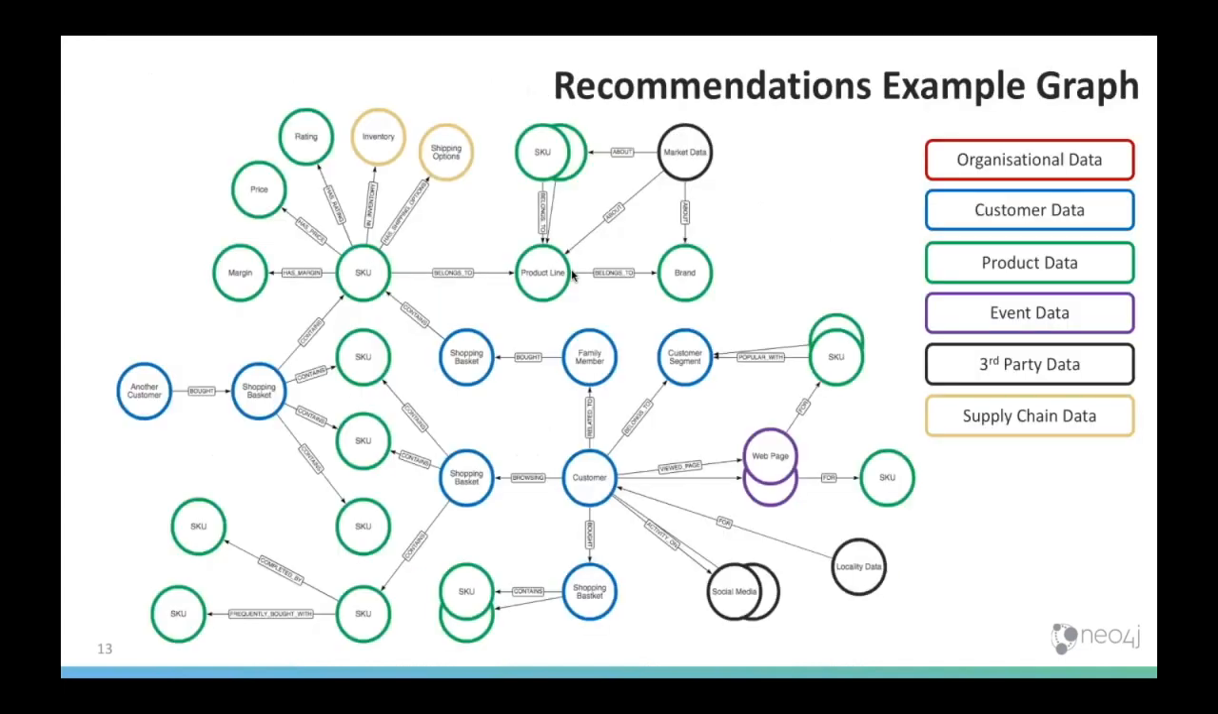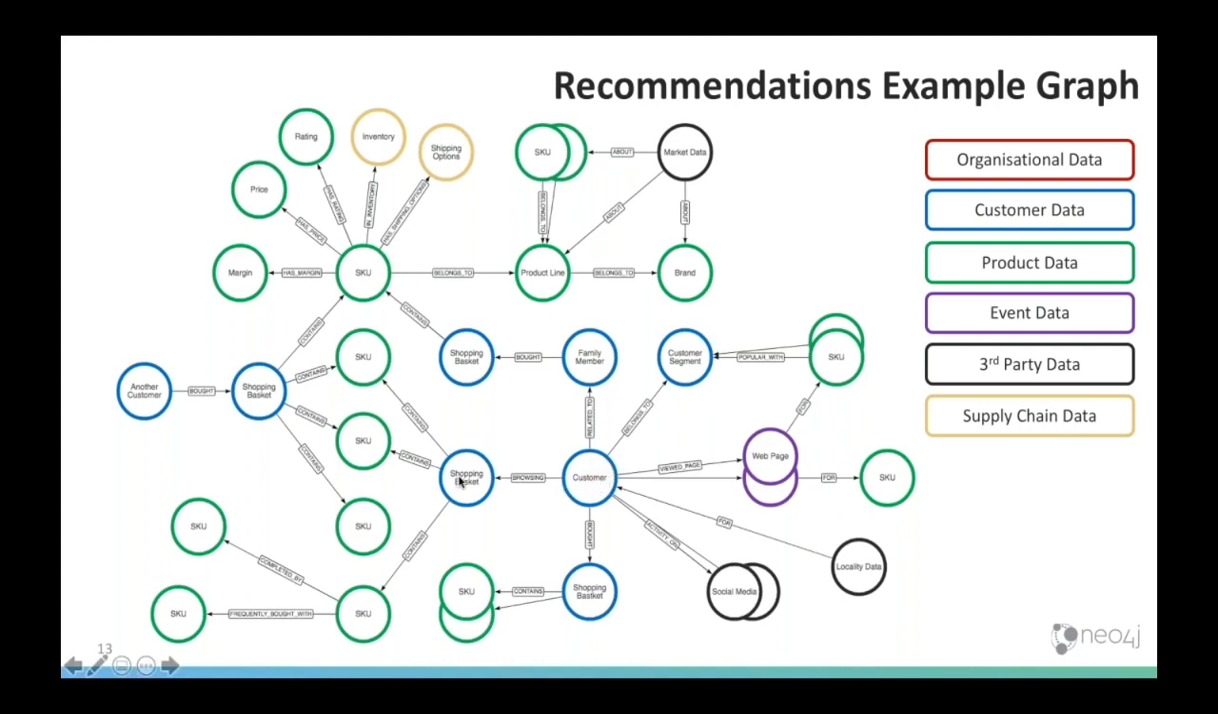Next is recommendations, and this is a really big use case for graphs and for Neo4j. Some of it depends on a bit of that customer 360 view that we just talked about. So that informs this to a certain degree. We can see here again, we have our customer.